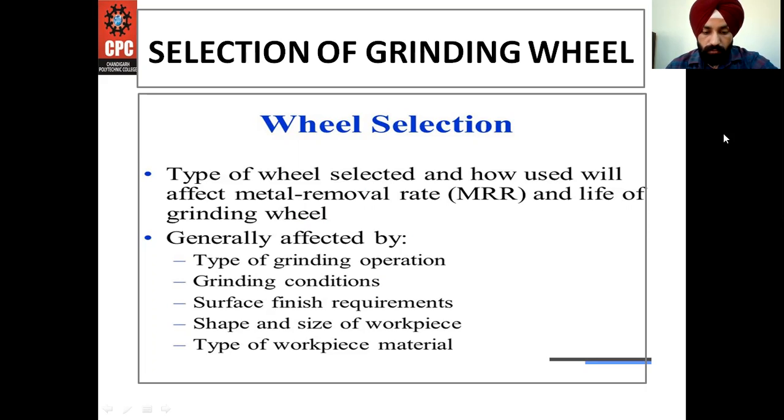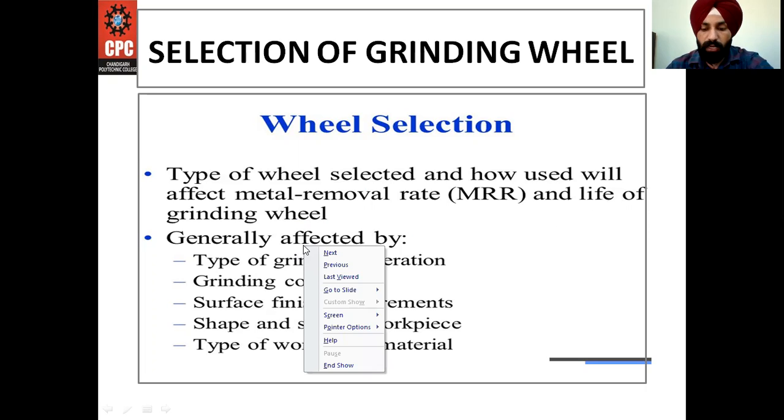First is wheel speed. Wheel speed depends upon the selection of grade and bond. The higher the wheel speed in relation to work speed, the softer the wheel should be. Vitrified bond is specified for speeds up to 2000 surface speed in meters per minute, and rubber, shellac or resinoid bond is used when speed is over 2000 surface speed in meters per minute.